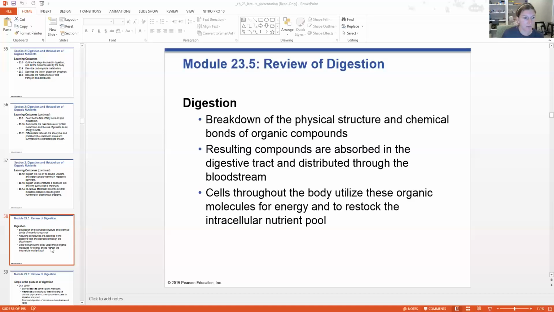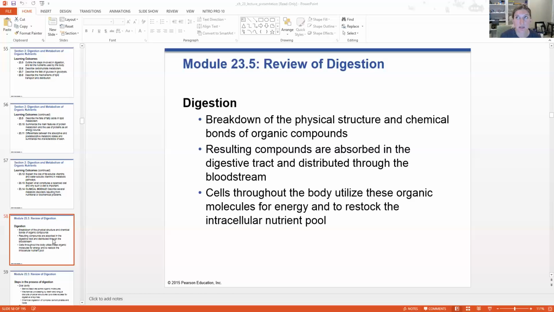In the last section, we were talking about some of the nitty-gritty reactions that occur in our metabolism. We're going to start looking at where the molecules for our metabolism come from. So let's go ahead and, I think it's this one. There we go. This next section is a review of digestion.